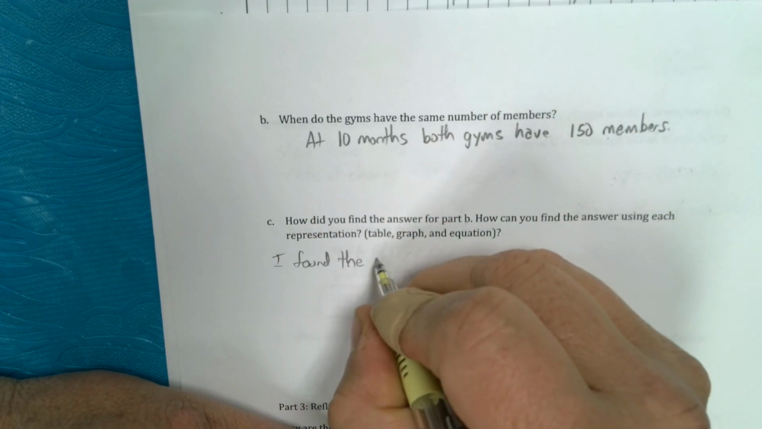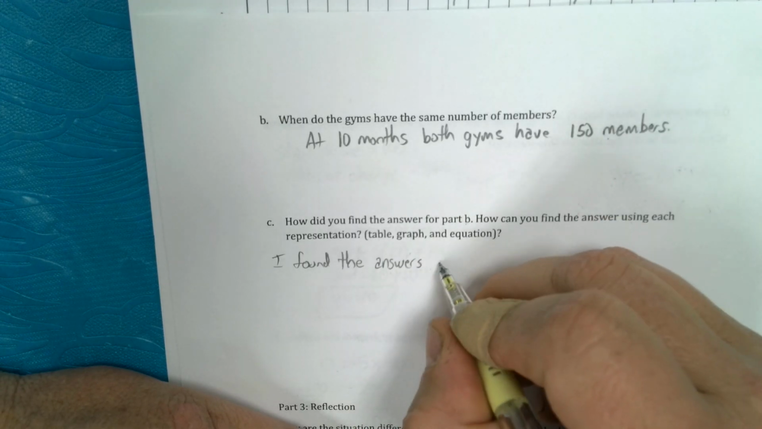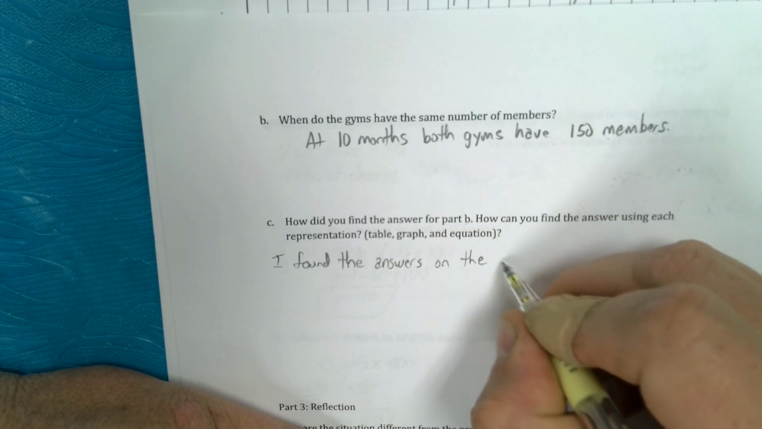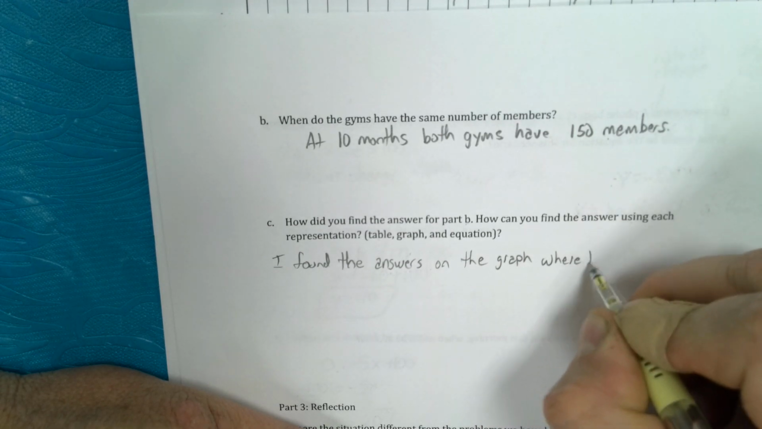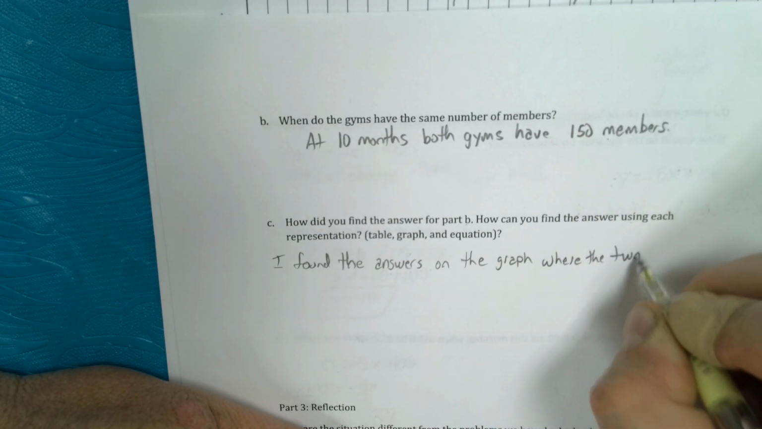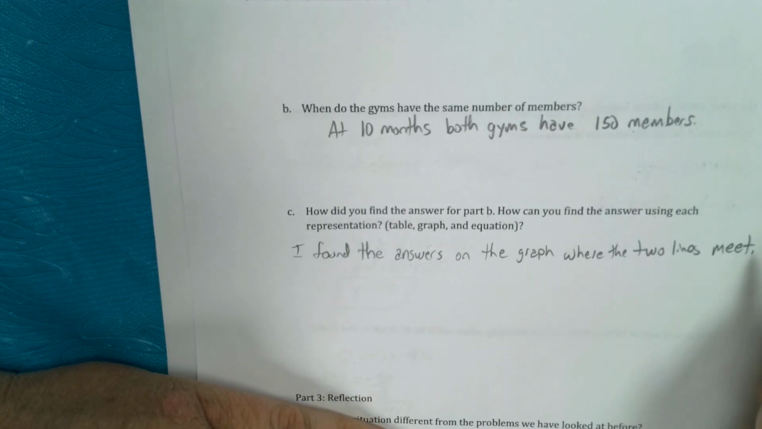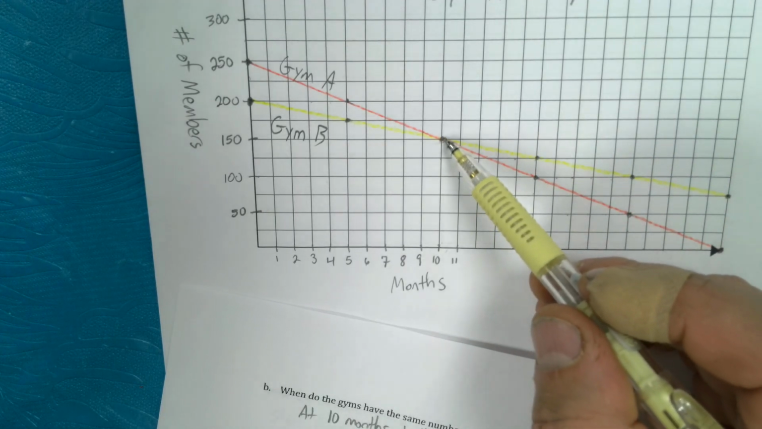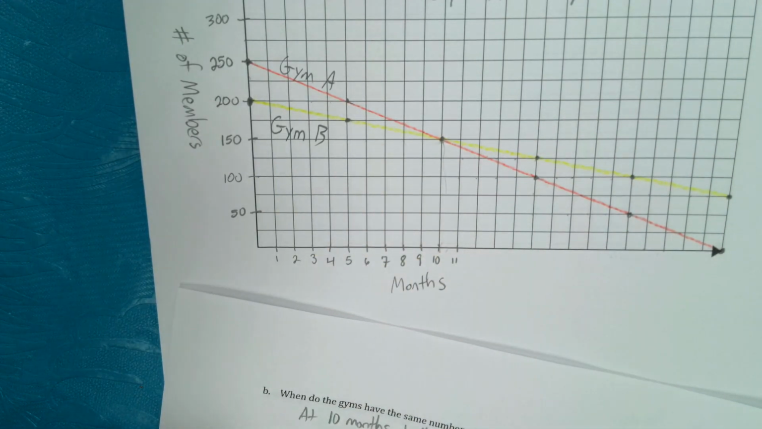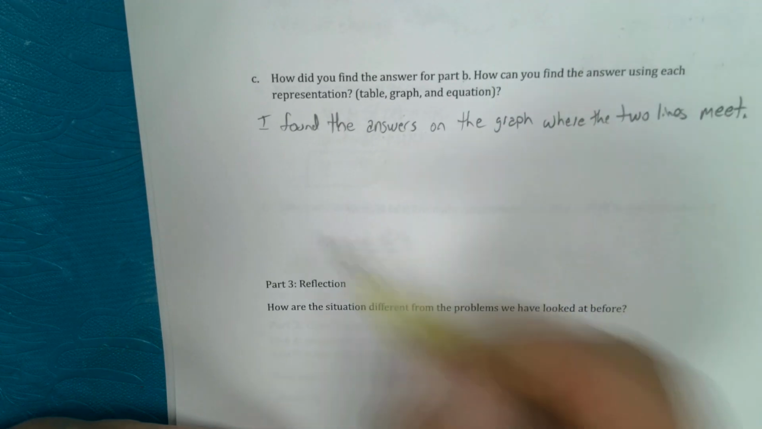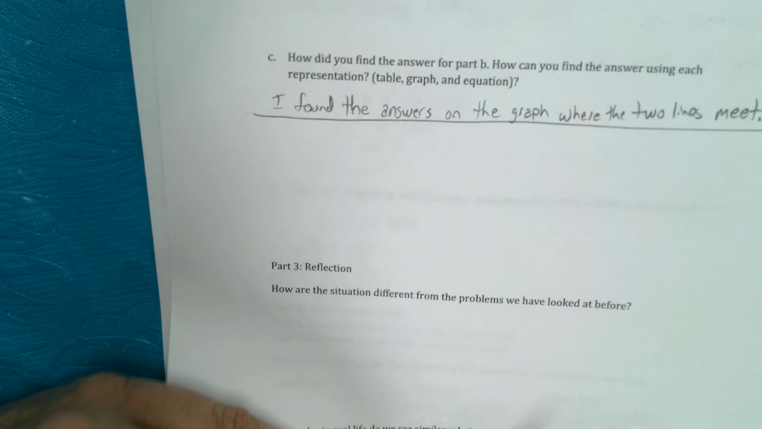And now I can put my A for answer. I found the answer on the graph where the two lines meet. Right, and once again, on the graph, if we go to where the two lines meet, that is 10 months and 150 members. Now, that's the answer. They also want table and graph, table and equation.